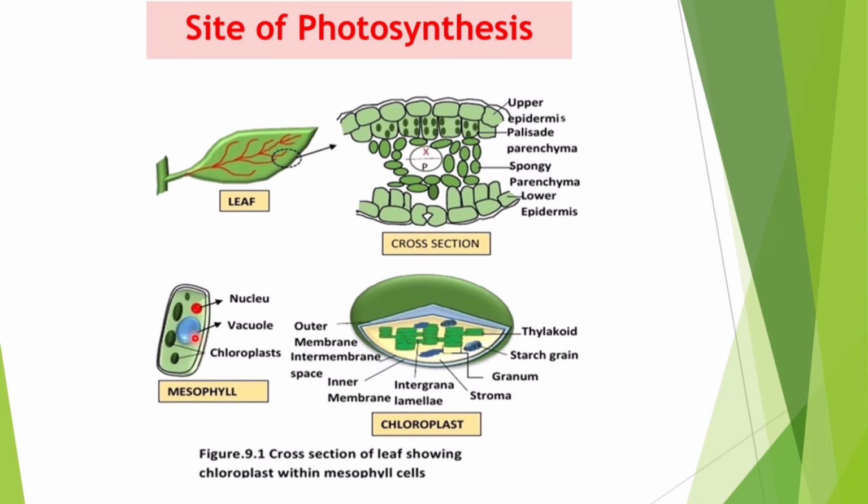So that means they are just like eukaryotic cells, not prokaryotic cells. They have a nucleus, chloroplast, ribosomes, and everything, and a vacuole. But here we have to discuss, out of this mesophyll cell, the structure of the chloroplast, where photosynthesis is actually taking place. You will see the photosynthesis is taking place within the chloroplast structure.